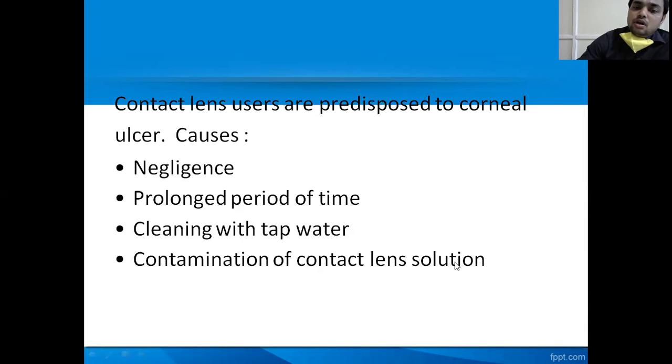So contamination of the contact lens. If you don't maintain the solution in a hygienic manner, it may lead to contamination of the contact lens solution, and this also acts as a source and one of the risk factors for corneal ulcers. So proper hygienic usage of contact lenses is important in order to prevent the occurrence of corneal ulcers.